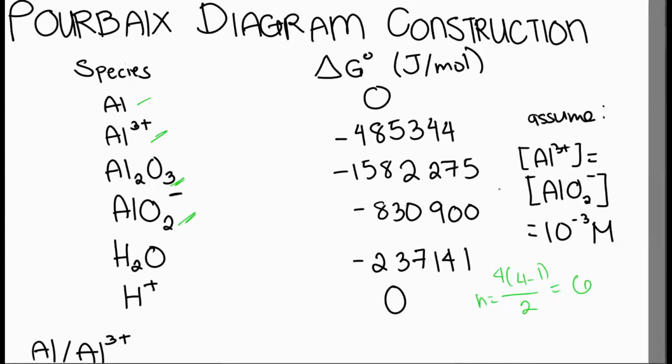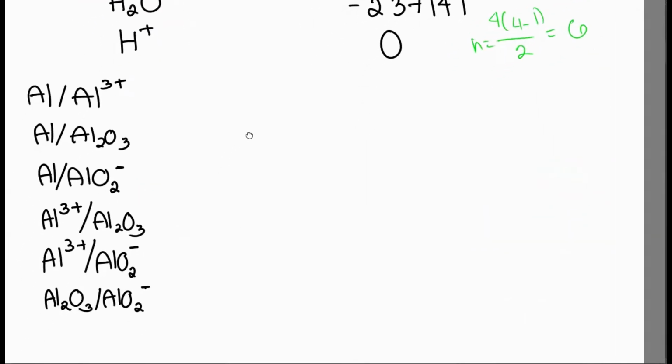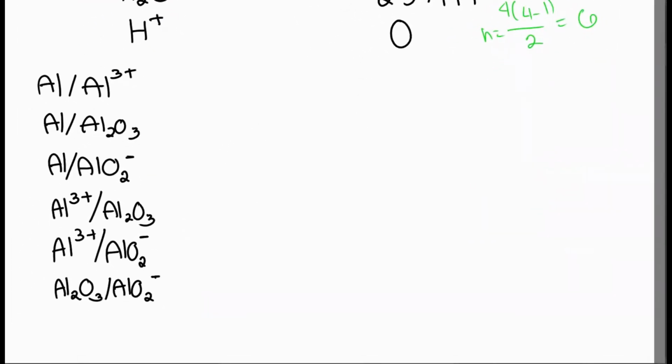So our assumption is that the concentration of our ions for aluminum and AlO2 minus will be 10 to the negative 3 molar, or 0.001 molar, or 1 millimolar. Again, we have 6 different couples: 1, 2, 3, 4, 5, 6. So we get the chemical reactions for these. If it is an electrochemical reaction, we express this in terms of a reduction reaction. Otherwise, we just express it as a chemical reaction.